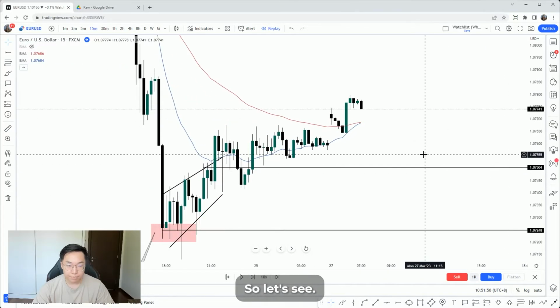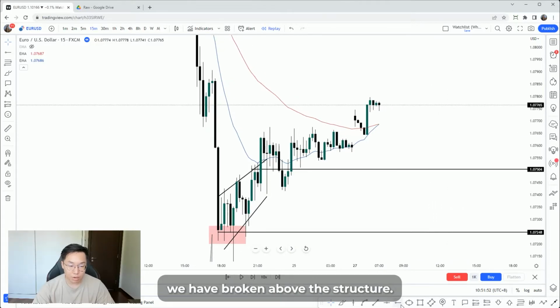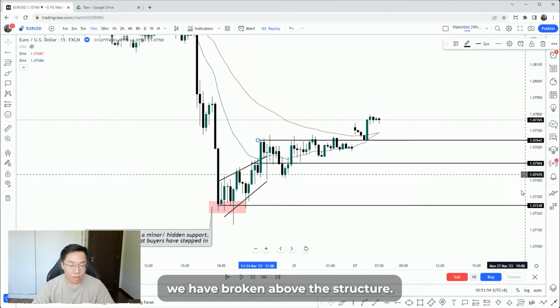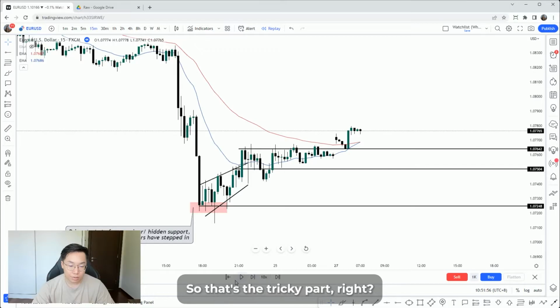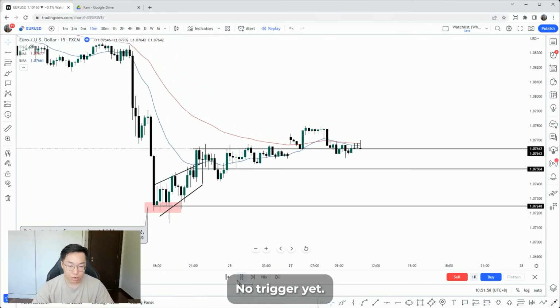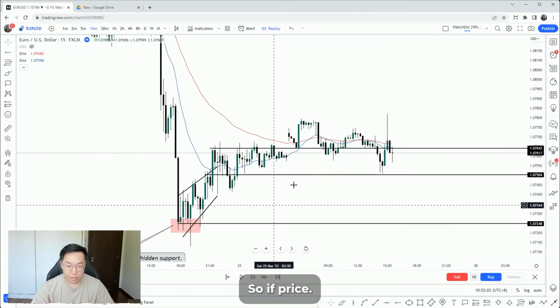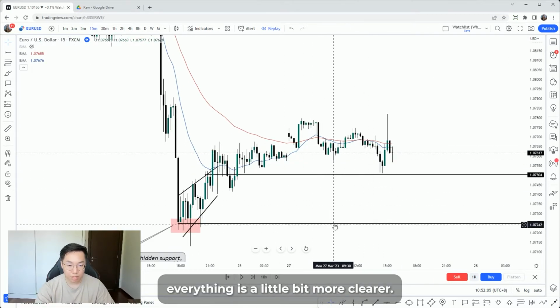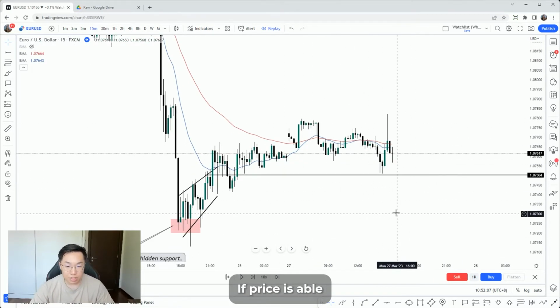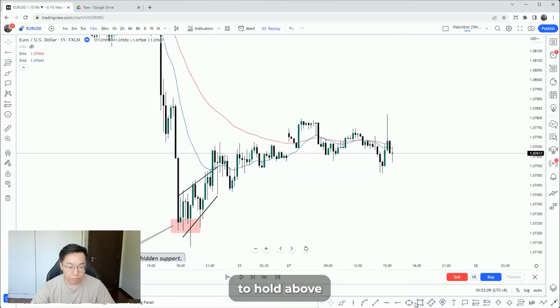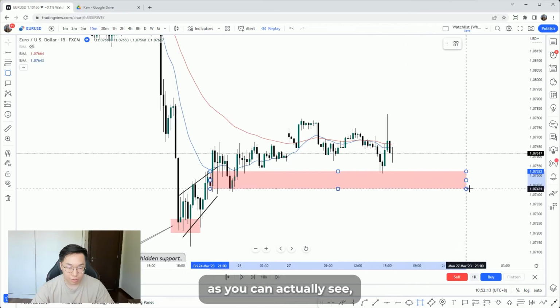So let's see. Yes, we have broken above the structure. When exactly do you want to enter? So that's the tricky part, all right? No trigger yet. All right, so right now everything is a little bit clearer. If price is able to hold above this busted flag structure, which is right here, as you can actually see.